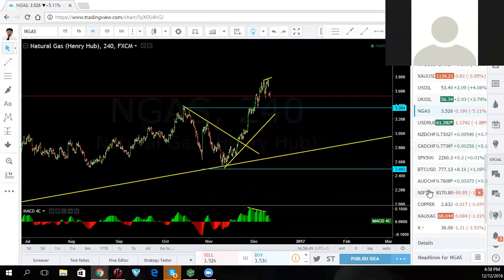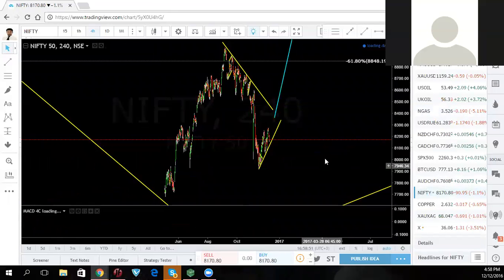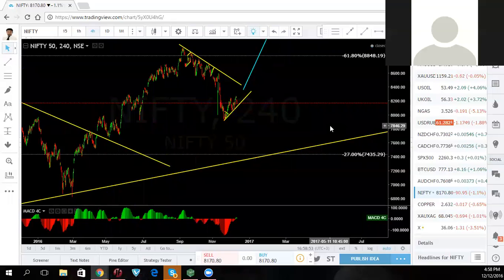Nifty, somebody wants Nifty. Let's do the Nifty, and then we're going to call it a day. Nifty, you're looking for a possible one more sell setup. You can see that this is actually going up like this.